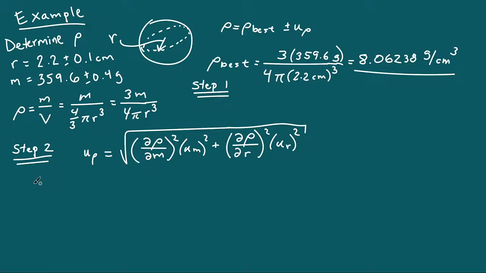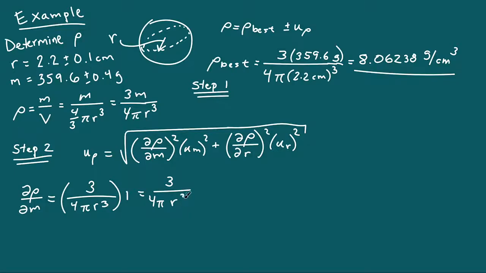Now we need to find these partial derivatives. So the partial of rho with respect to m. Well, we look at our function here for rho, and it's 3m over 4 pi r cubed. m is what our variable is, so 3 over 4 pi r cubed is constant. So we'll pull all those out in front. So I'll put 4 pi r cubed and a big 3 in the numerator. That's the constant. Then we take the derivative of m with respect to m, and that is just the number 1. And so we are left with 3 over 4 pi r cubed.